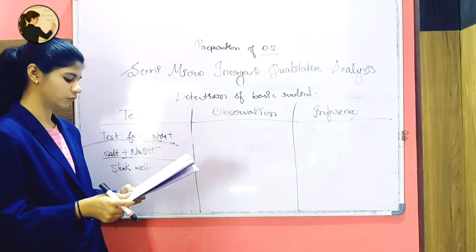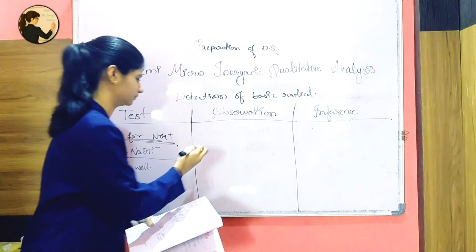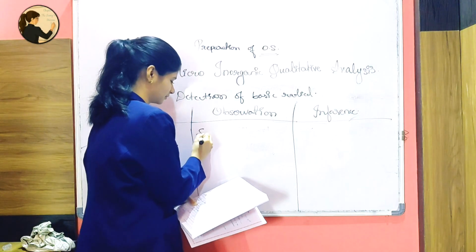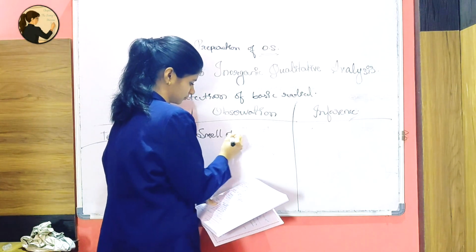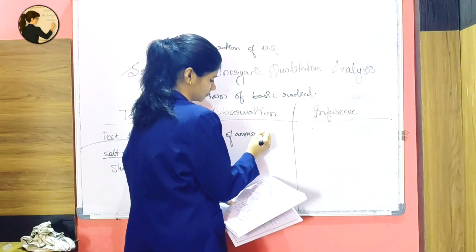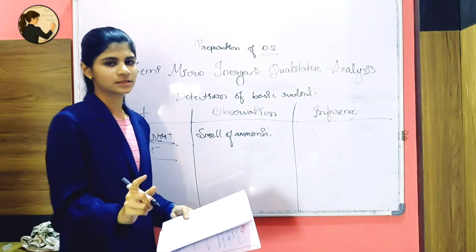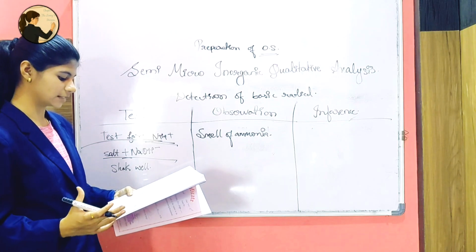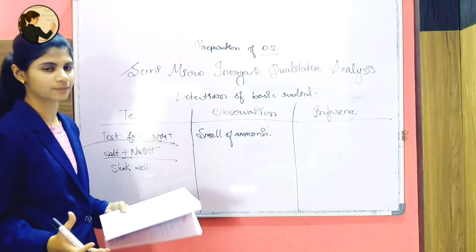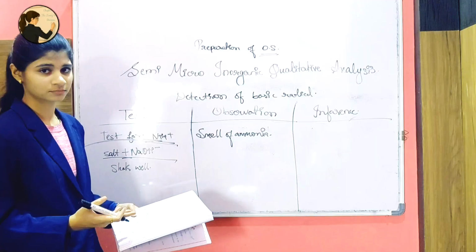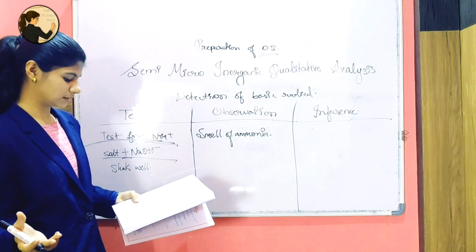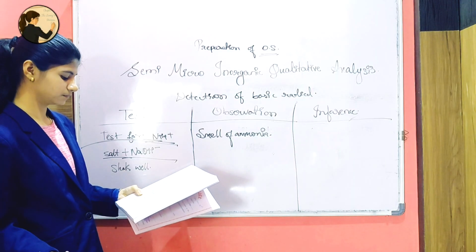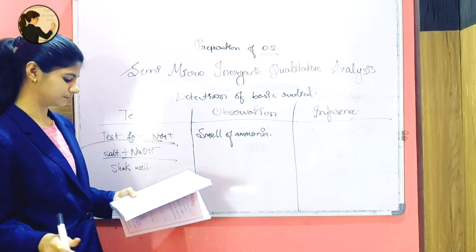Then in observation, what will you see? Smell of ammonia. This step is really very dangerous. The smell of ammonia, the gas which gives dense white fumes with a glass rod dipped in concentrated HCl. The same step is there. You will get dense white fumes with the rod dipped in concentrated HCl.